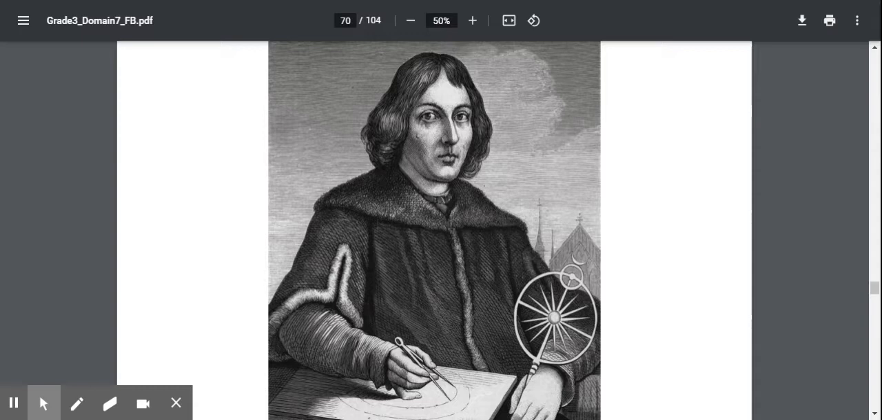Geocentric: geo has to do with the Earth and centric is the center, so having the Earth at the center. Or heliocentric: helio is the Greek god of the sun, so heliocentric would be having the sun at the center. Hypothesis: an idea that's based on observation and experimentation, but that is not commonly accepted.